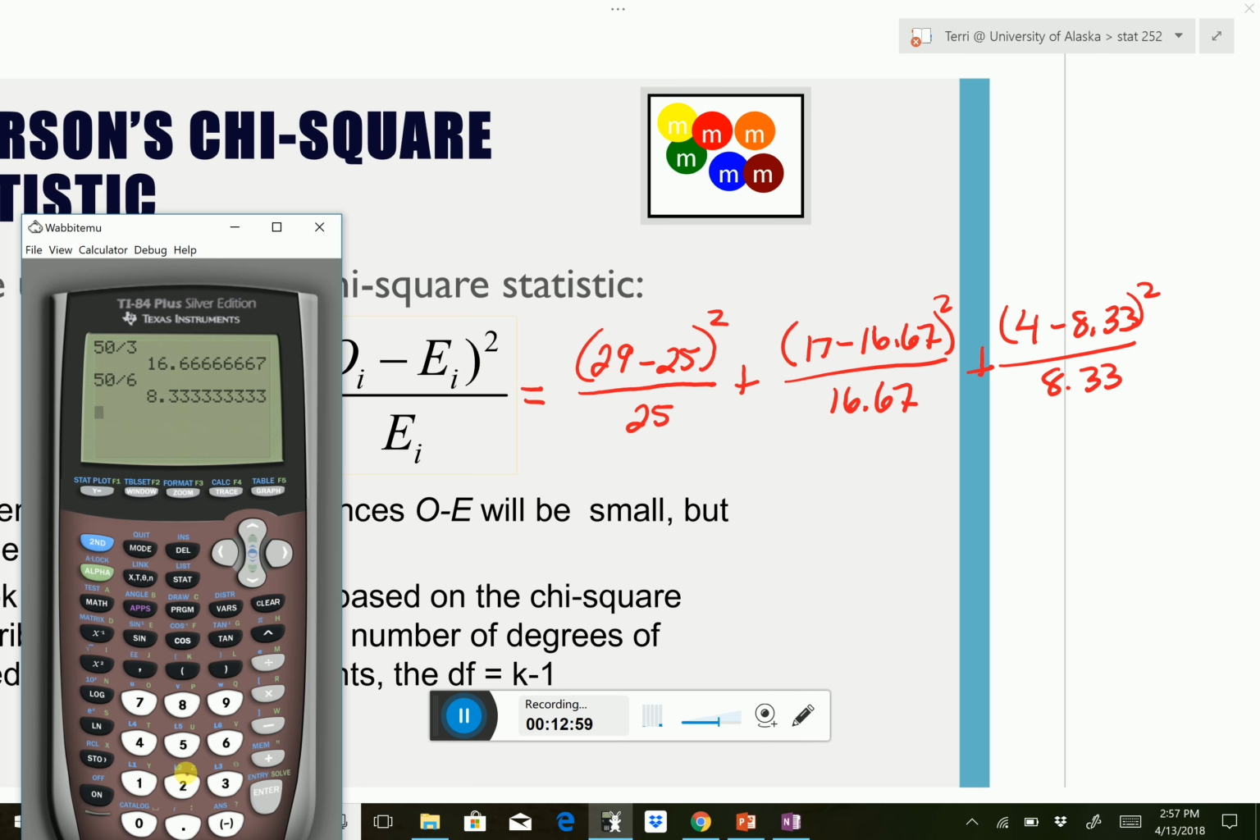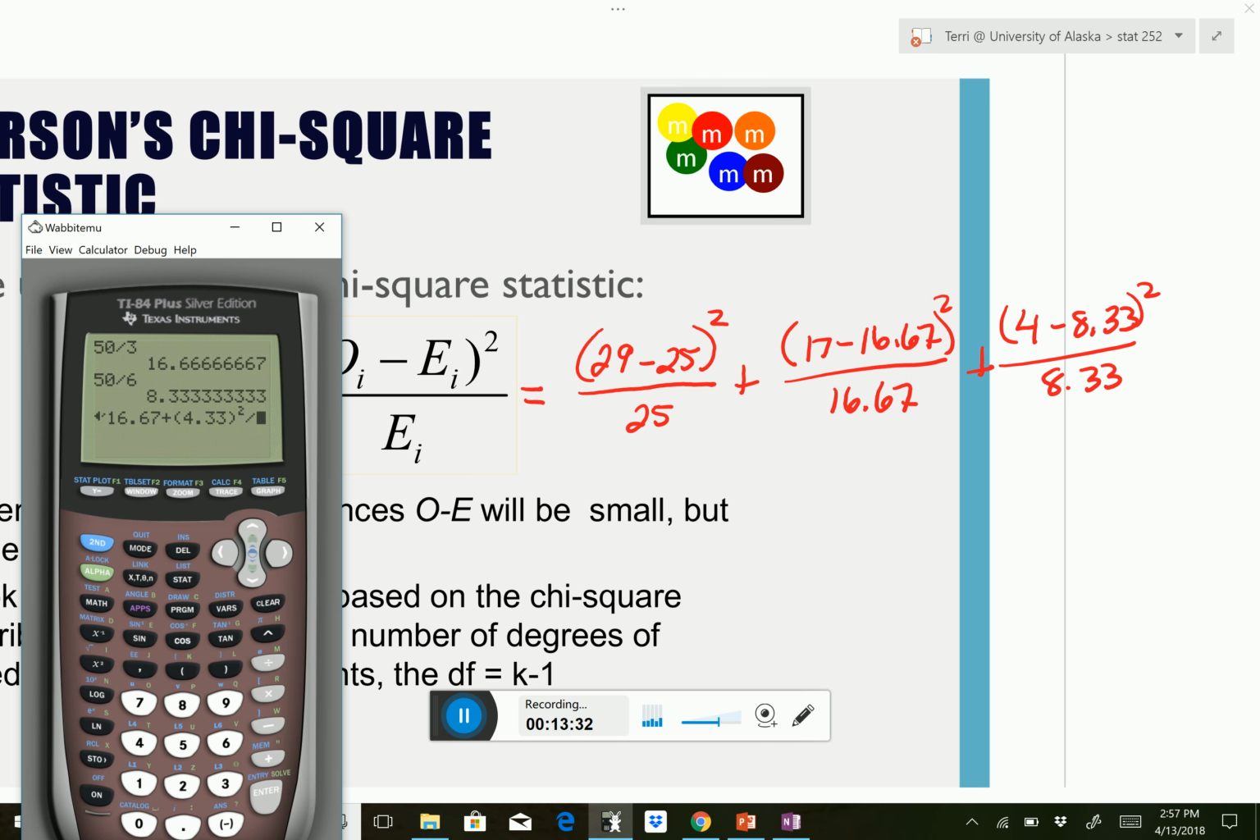So let's see, that's 4 squared is 16 divided by 25, plus, let's see, that's going to be 17 minus 16.67, that's 0.33 squared divided by 16.67, plus, let's see, that's going to be negative 4.33. Doesn't it matter? Because I'm going to square it anyway.